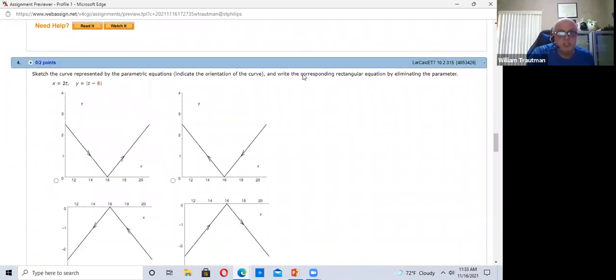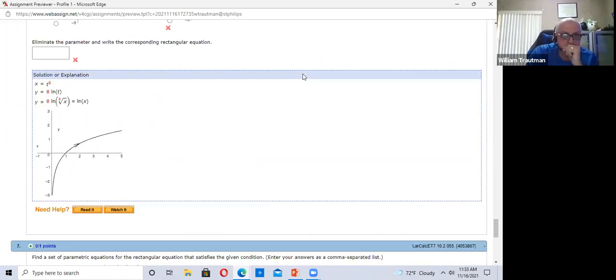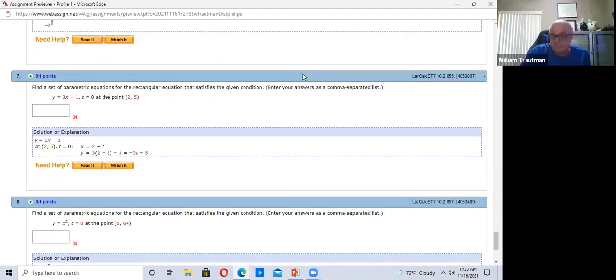All right, there are some more things on here to do, but I want to go down to the bottom two questions. Here we go. Number 7. It says, find a set of parametric equations for the rectangular equations that satisfy the given condition. So here's the rectangular equation. It says t equals 0 at this point, 2, 5. Once again, this is the x and this is the y. If you put a 2 into the x, you see y does equal 5. I always check that out to make sure it's okay.